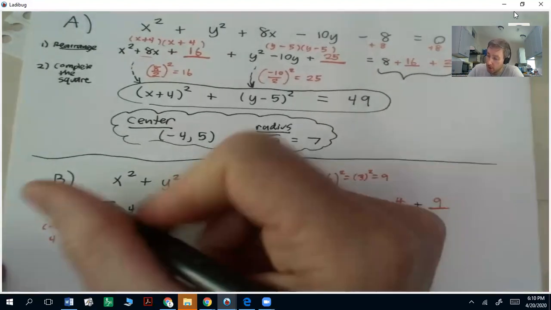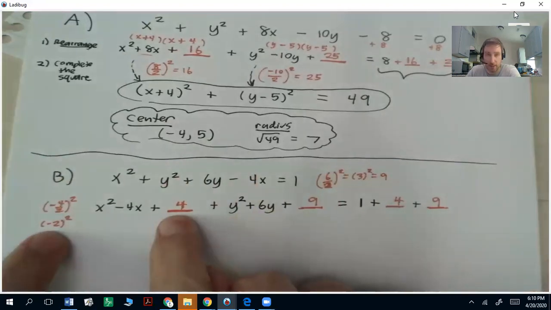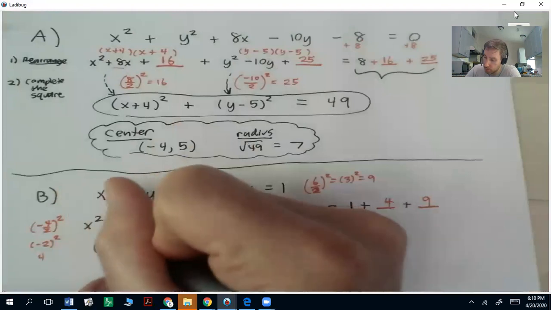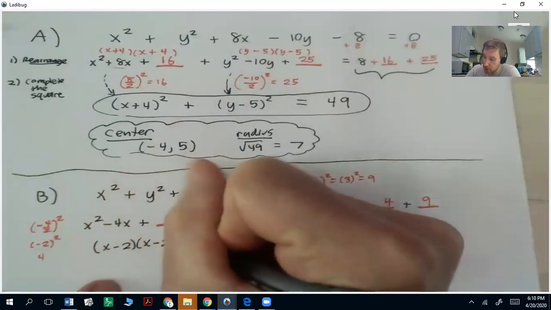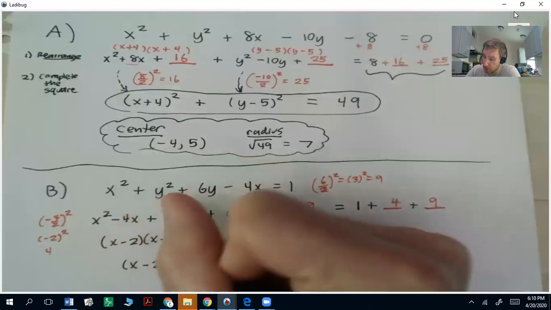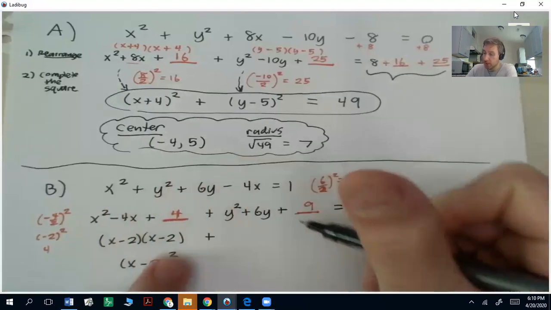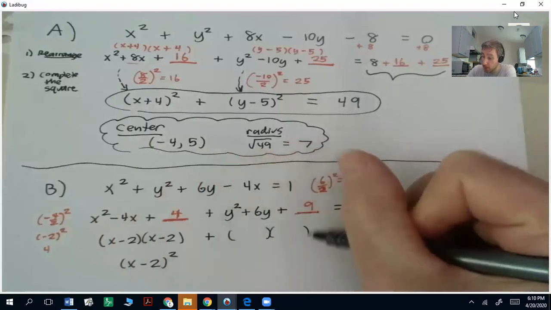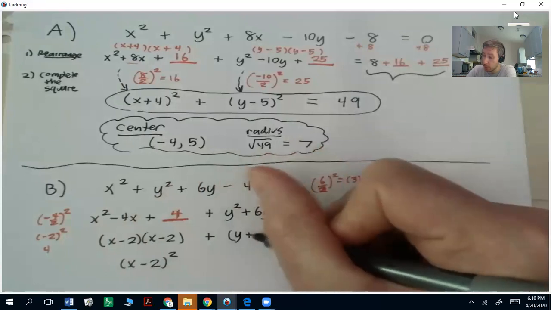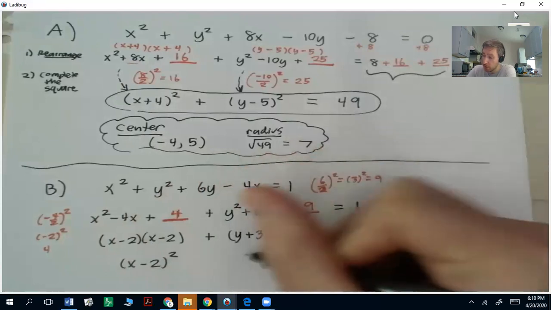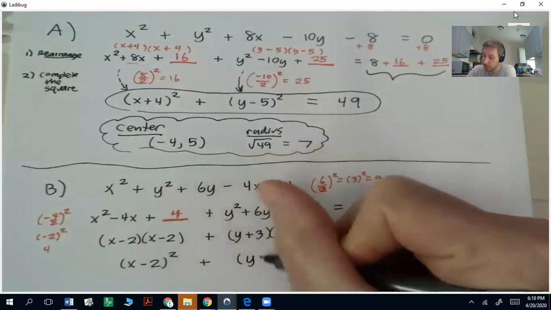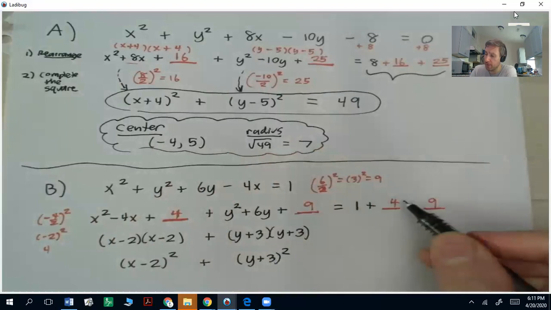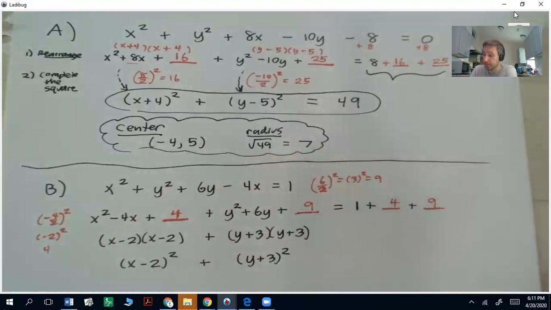From there, we want to factor. So we got to think about that negative 2. Remember, it's x minus 2 times x minus 2, or simply x minus 2 squared. Same thing with this one. What two factors give you y squared plus 6y plus 9? It's going to be y plus 3, which is y plus 3 squared. And these three numbers, 1 plus 4 is 5, 5 plus 9, 14.